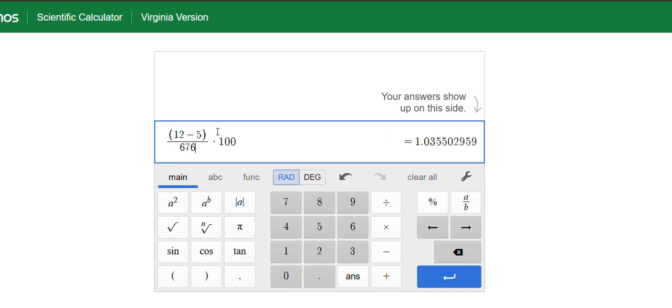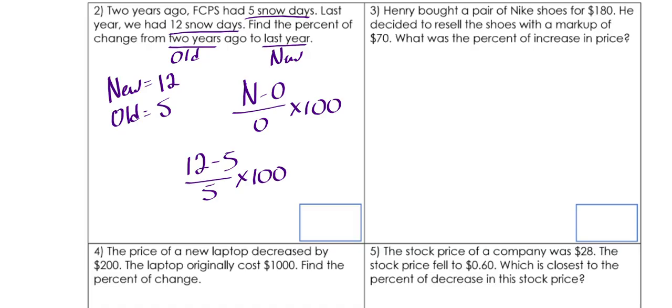$12 minus 5, it's new minus the old, divided by 5, times 100 gives me 140. So that's saying it's increased by 140%. It went from 5 up to 12.